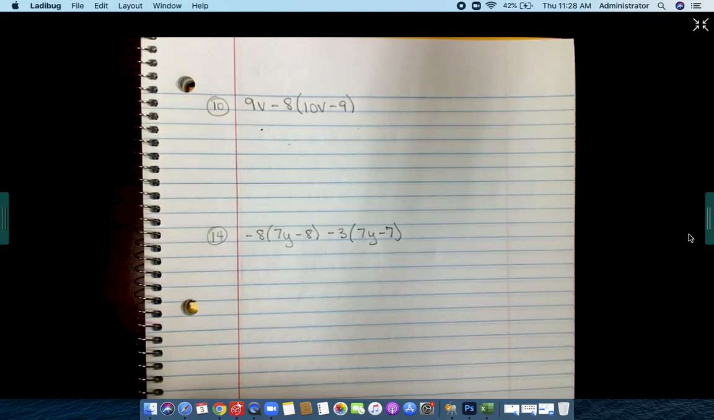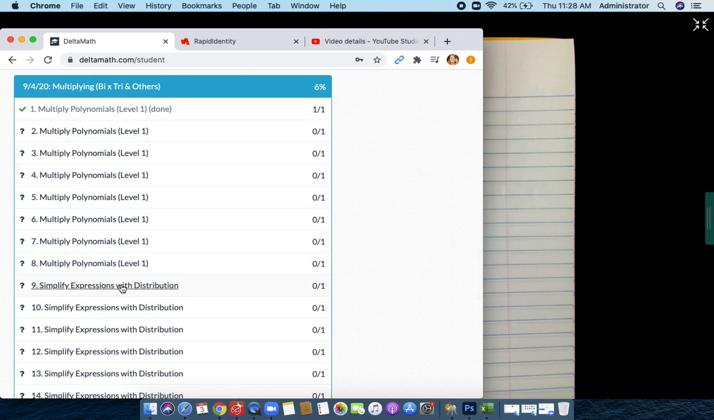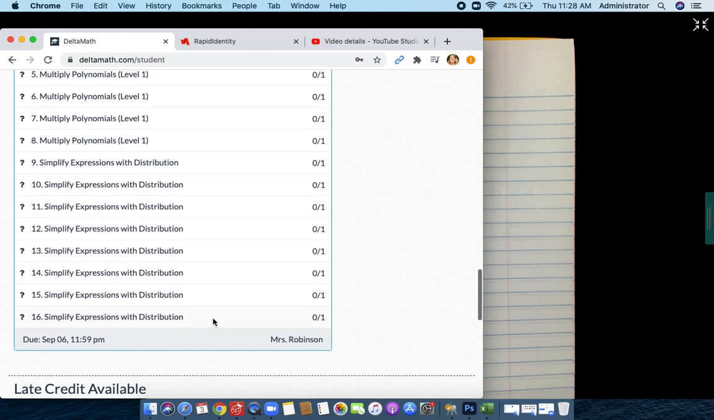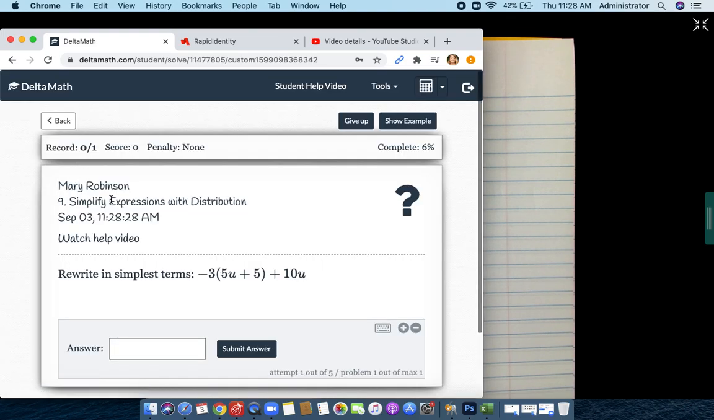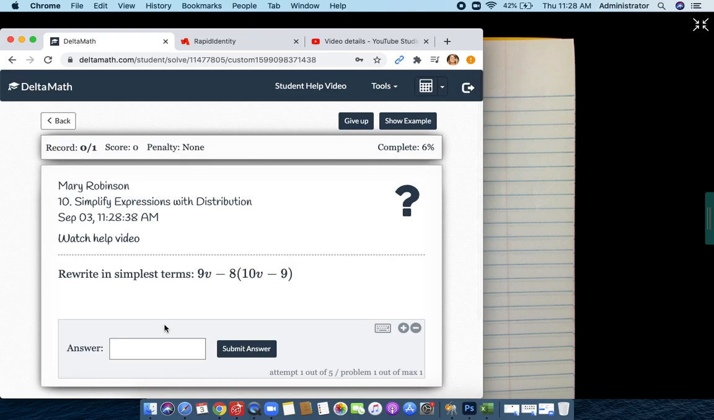All right. So then I have a selection of problems in Delta Math that are not binomials times trinomials. So binomial times trinomial goes down to number 8. Then starting at number 9, there are problems where you simply distribute and then combine like terms. I wanted to do specifically number 10 with you because there's a common mistake students make. So I did this on paper, so hit pause, write this down on paper.